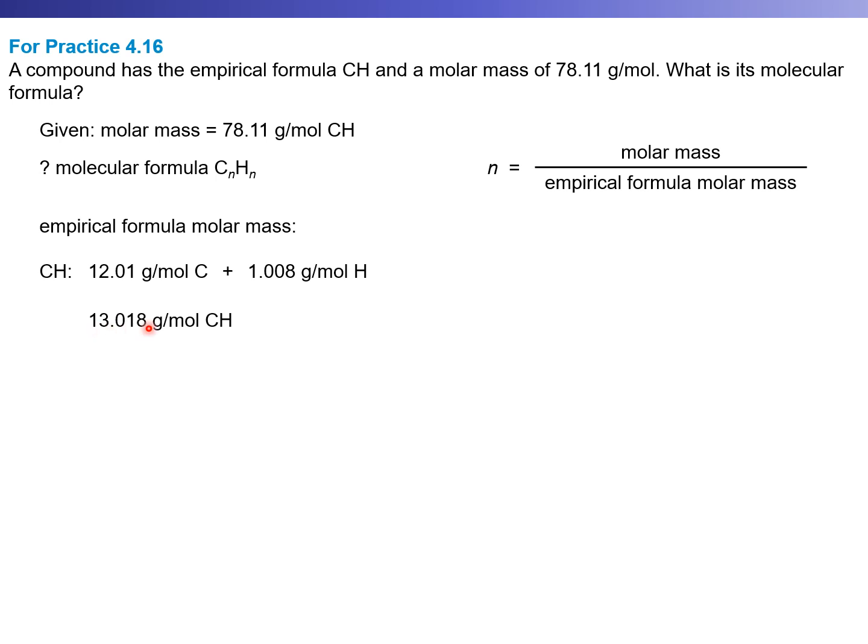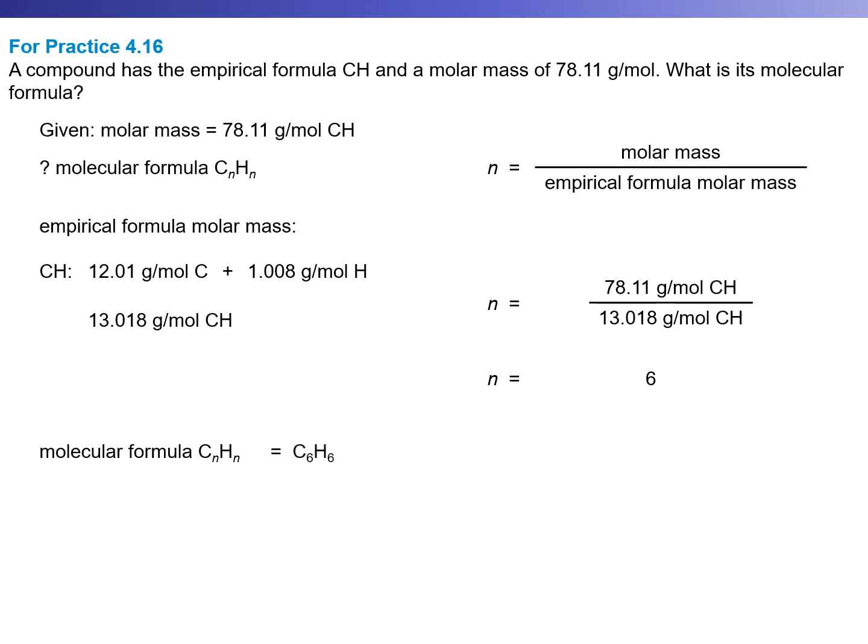And so this is the value that we're going to plug in down here. So for our N, we're going to take our 7811 and put it over our 13.018, and we're going to do the division, do the math, and our N comes out to 6. And what are we going to do with this N? We're going to plug it into the formula right there. So for our molecular formula, where we've got C, N, and H, N being equal to 6, that means our molecular formula is C6H6.